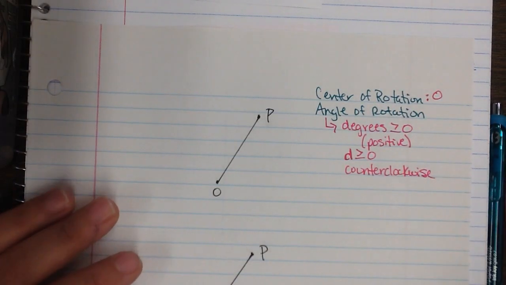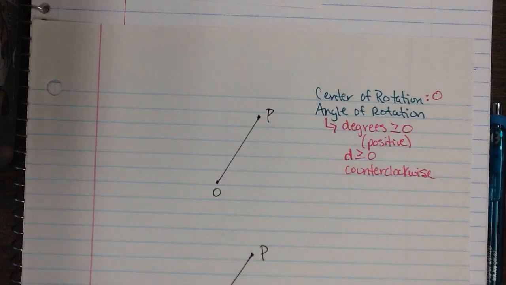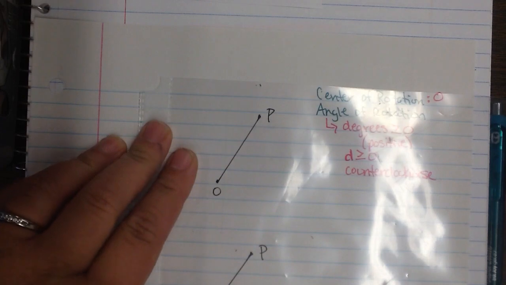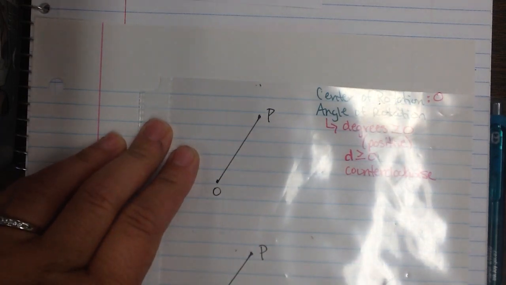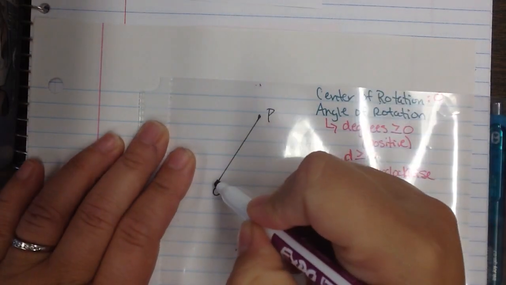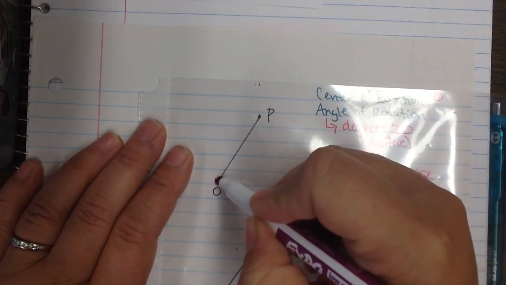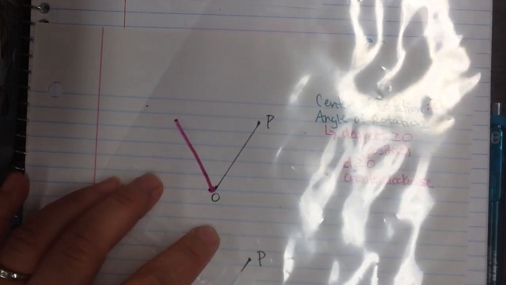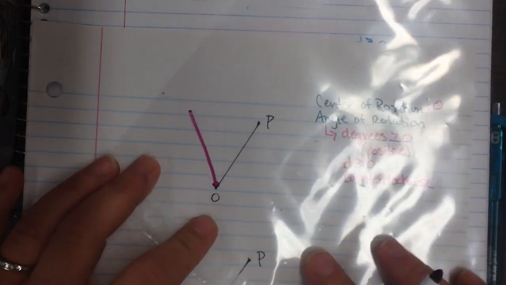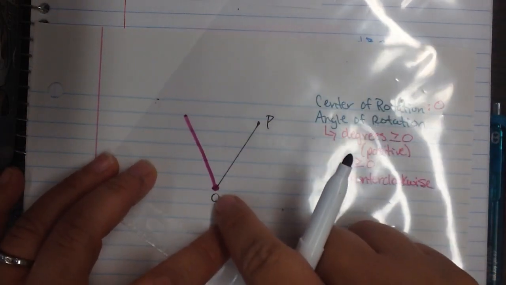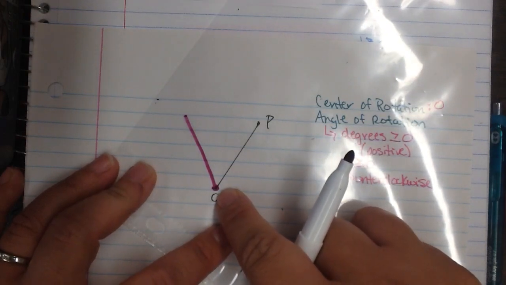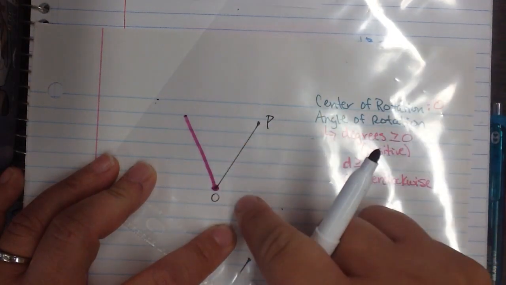Okay, so this is what this would look like. You take your paper, you mark your center, you draw your line, or whatever figure is, and you turn it. Okay, I'm going to go counterclockwise, and one of the main things you need to make sure is you got to line up your center. So your center doesn't move, just the rest of your figure.